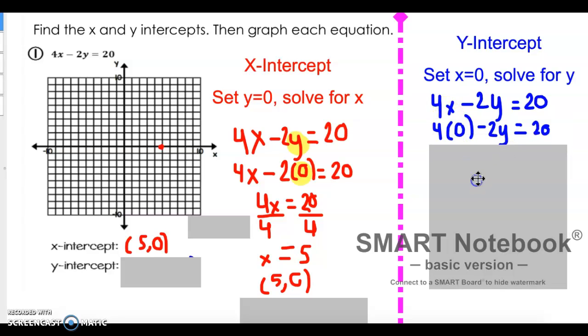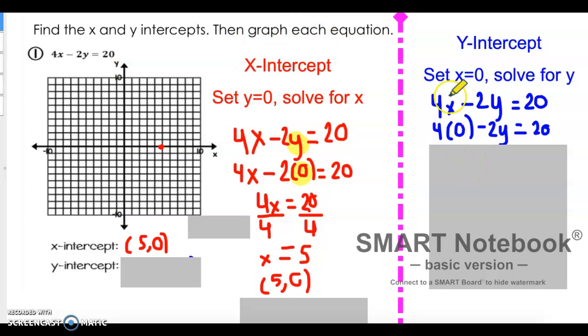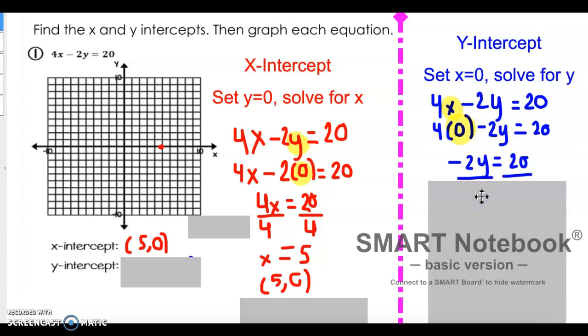So that means in the equation 4x minus 2y equals 20, everywhere we see an x, we're going to replace it with a 0. Because the x value for every single y-intercept is 0. Now we know that 4 times 0 is just 0, so we get negative 2y equals 20. We're going to divide both sides by negative 2, and we're going to get y equals negative 10.